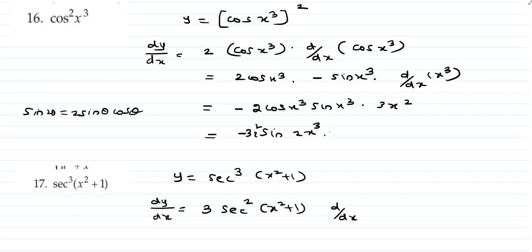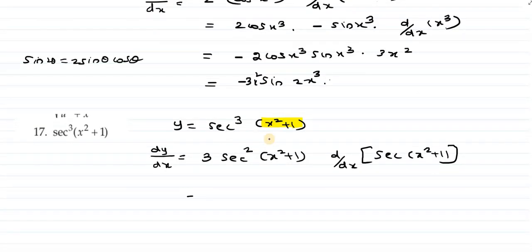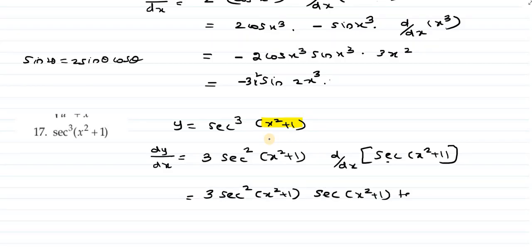Next, here this is the angle, right? Power, function, angle. Now we have to differentiate secant of x square plus 1. Do it step by step, you will never go wrong. So 3 secant square of x square plus 1, and differentiation of secant is secant x tan x. So secant of x square plus 1, tan of x square plus 1.